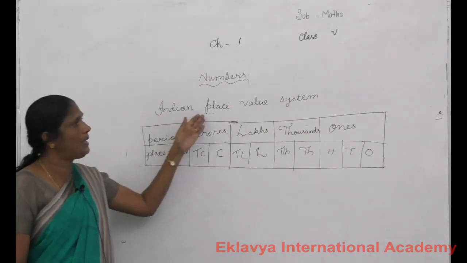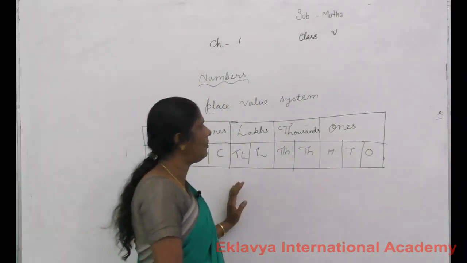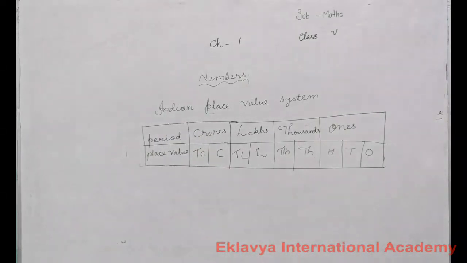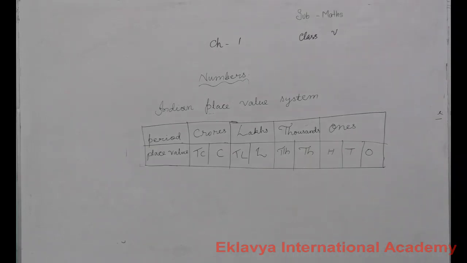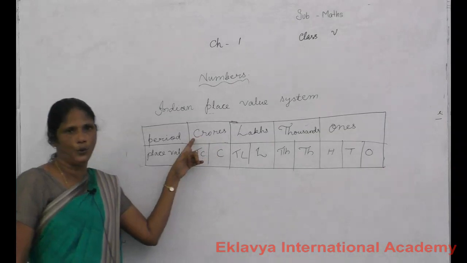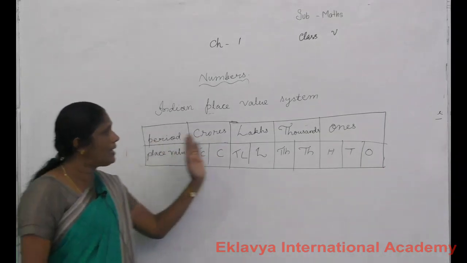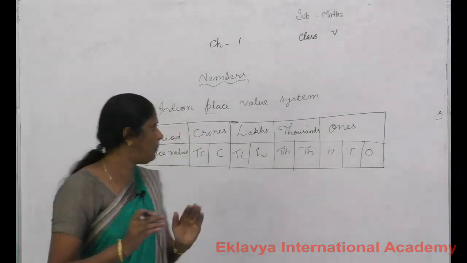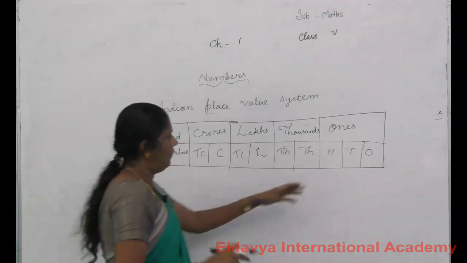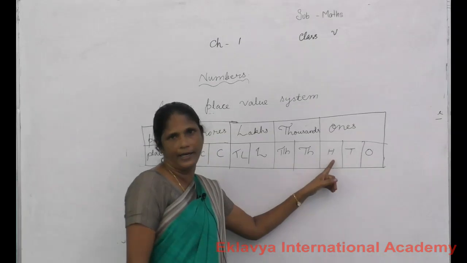Then in Indian place value there are 4 periods. First period is ones period, second thousand, third lakhs, then crores. Then the ones period we divided into 3 places: ones, tens, 100.